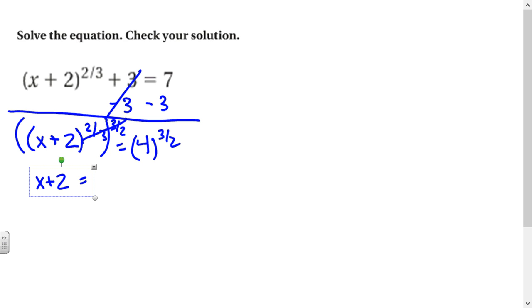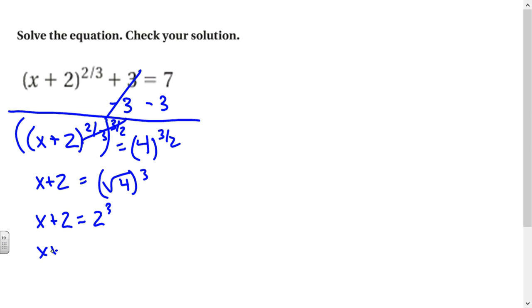And then if we want to, we could rewrite this as the square root of 4 to the 3rd power, or you can just work that out in your calculator. So we have x plus 2 equals, square root of 4 is 2 to the 3rd power, so x plus 2 equals 8. Subtract 2 from both sides, so x equals 6.